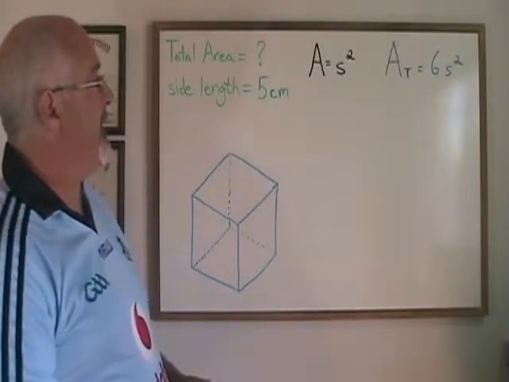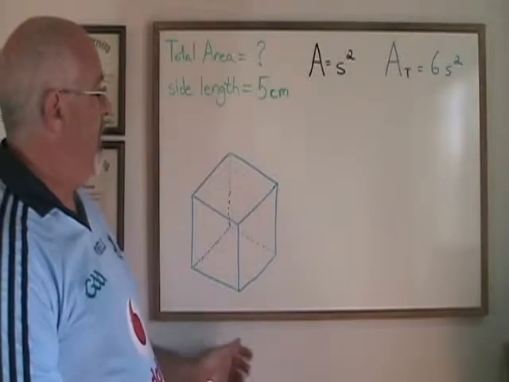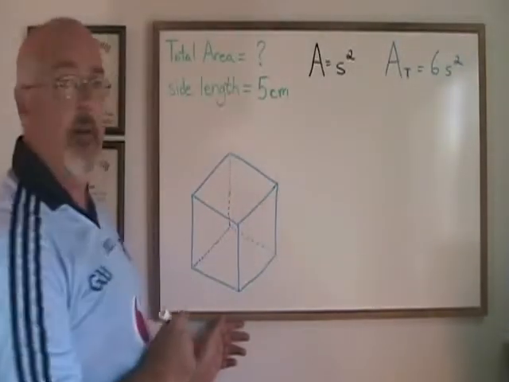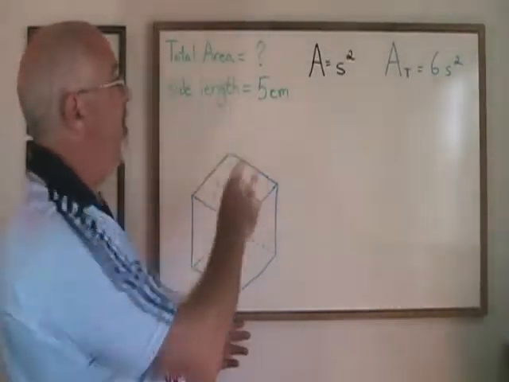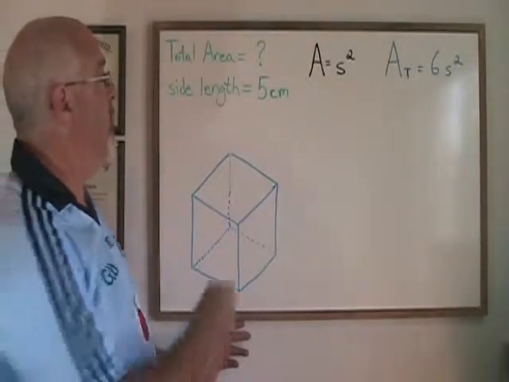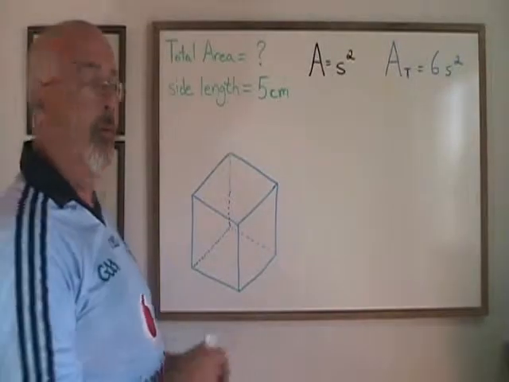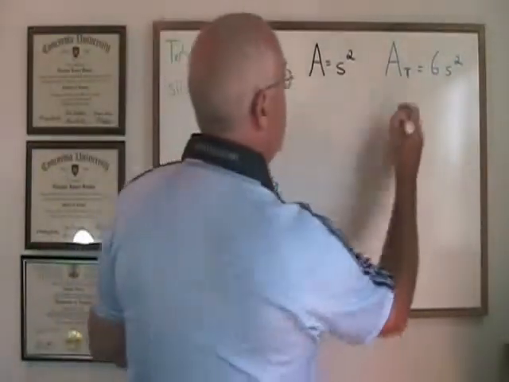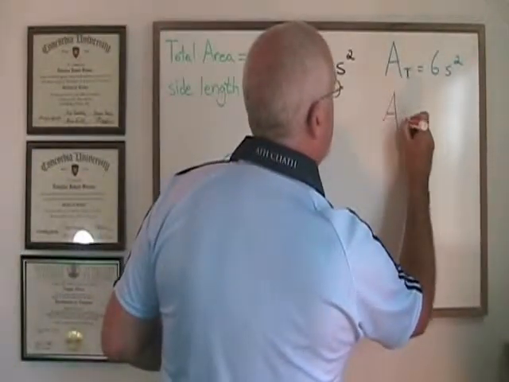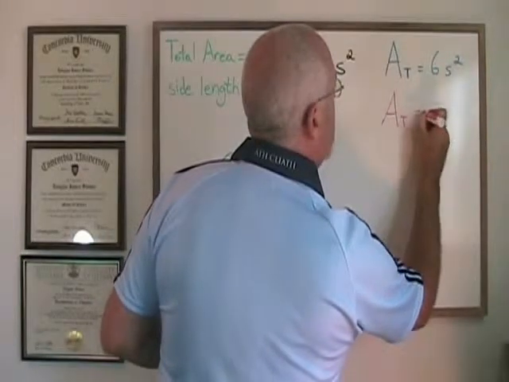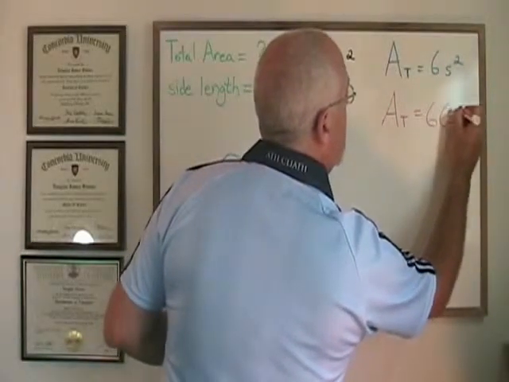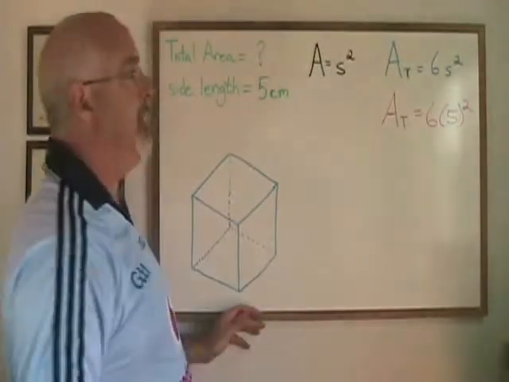Let's look at a couple of examples. In this case, we are asked for the total area, and we are given a side length of 5 centimeters. So let's plug a side length of 5 into the total area of a cube formula. The S is replaced by a 5.